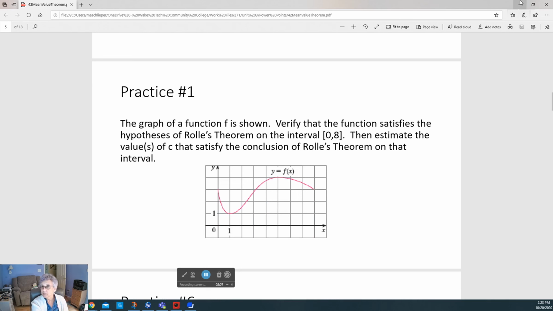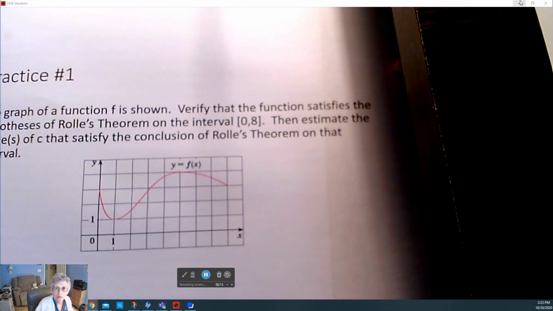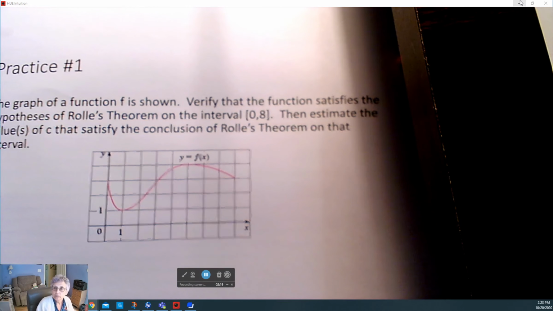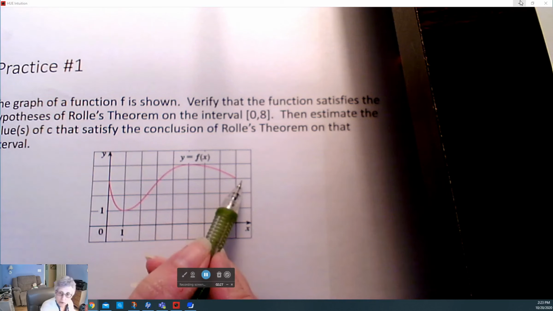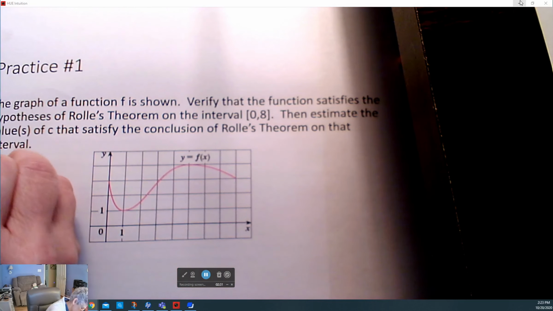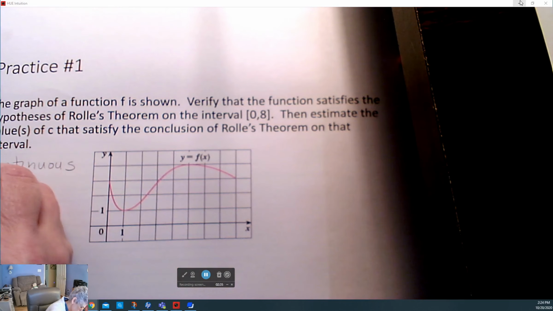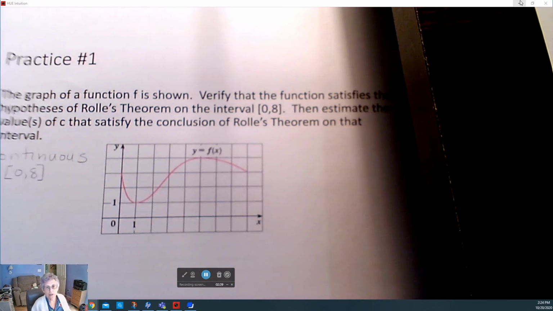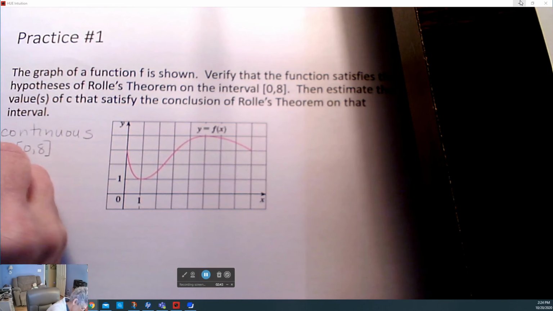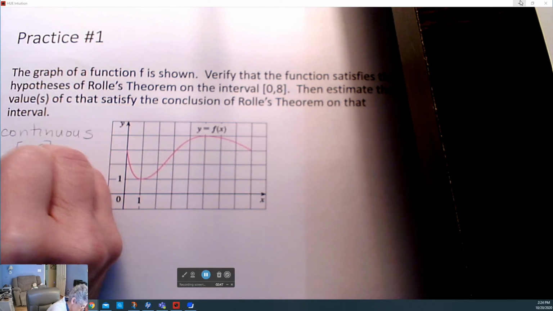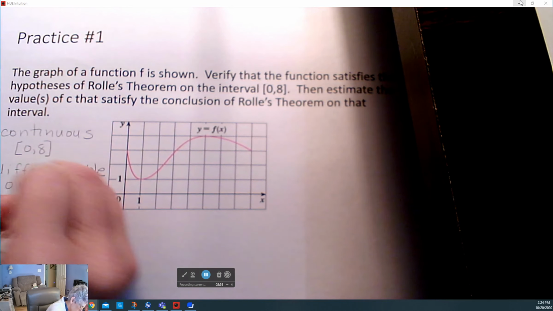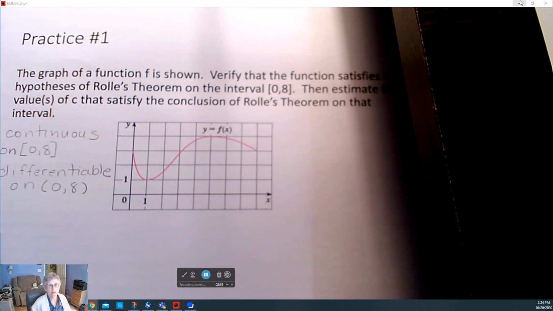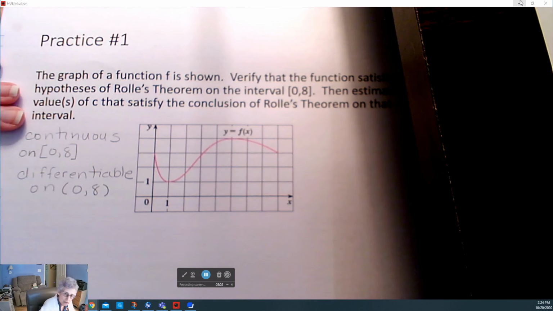And I actually have this printed out so I can draw on it. So we have a graph of f. First off, does it satisfy the hypotheses of Rolle's theorem? Well, it's nice and smooth, so it's continuous on the closed interval from 0 to 8. It's differentiable on the open interval because it's nice and smooth, doesn't have any corners. So continuous on the closed interval, differentiable on the open interval.